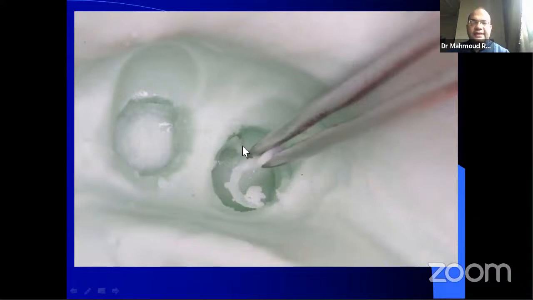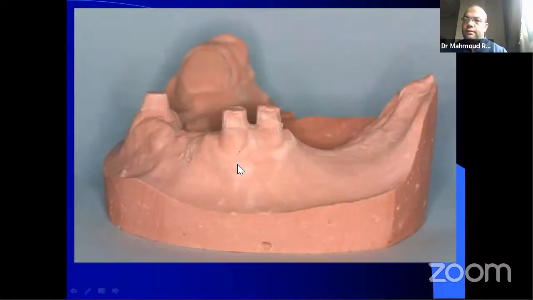Then we remove the excess from around the metal housing in order to give a space for stone to enter and register the height and the dimension of the metal housing over the coping. The cast after pouring will be like this.